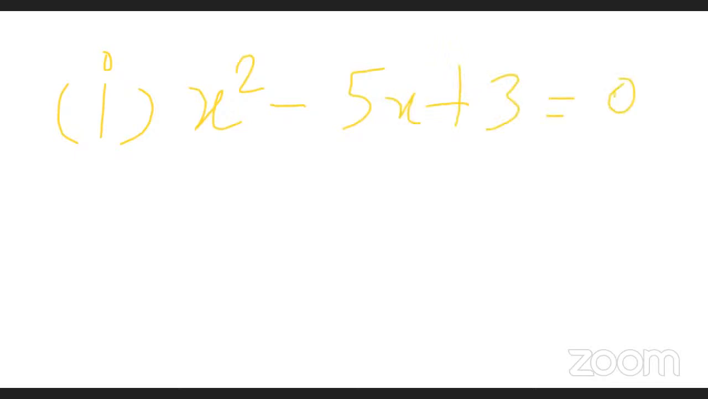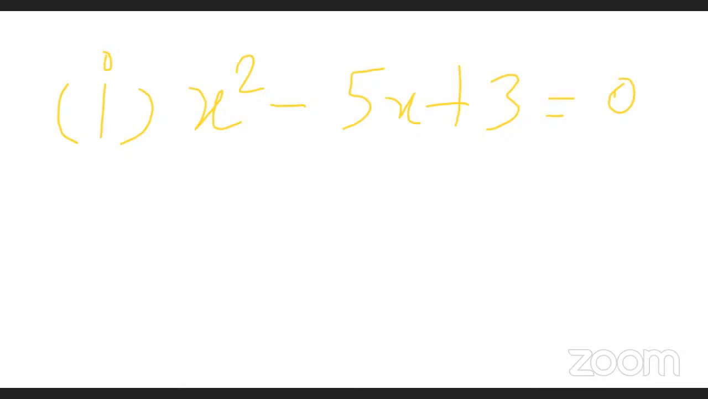Our first question is, which of the following are quadratic equations? There are some equations. First is x square minus 5x plus 3 equals to 0. We have to tell if it is a quadratic equation or not by checking it.